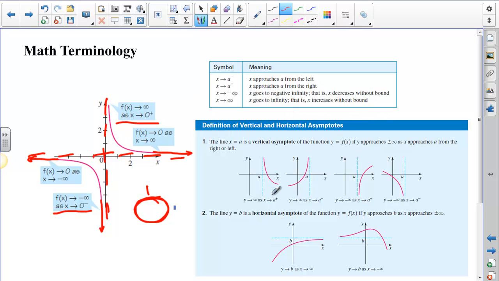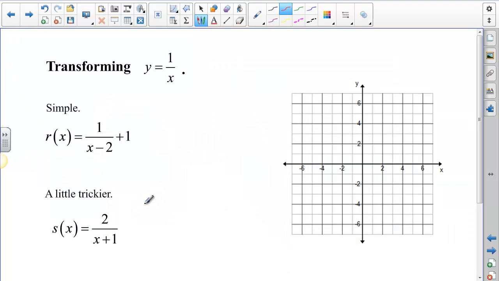And you can see the definitions here. It says the line x equals a is a vertical asymptote of the function y equals f of x if y approaches plus or minus infinity as x approaches a from the left or the right. And so you can see here are a couple different examples. And then down here, the line y equals b is a horizontal asymptote of the function y equals f of x if y approaches b as x approaches positive or negative infinity. And we'll take a look at these as we move along through our graphs.